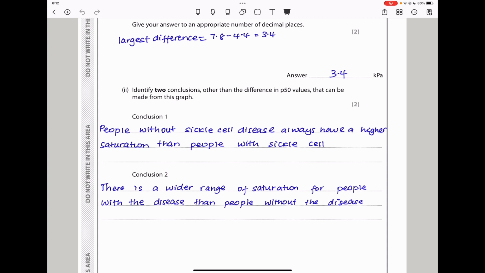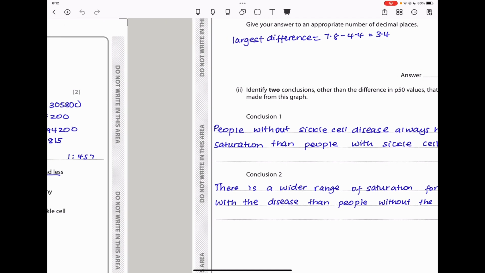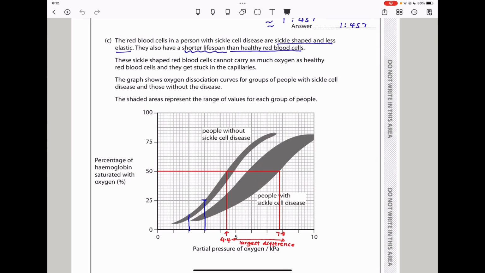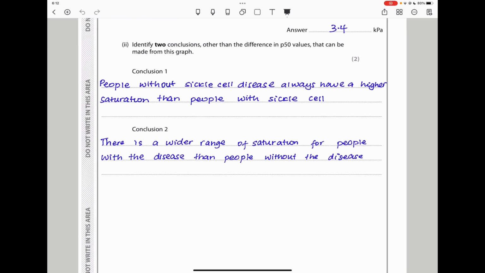The second conclusion is that there is a wider range of saturation for people with the disease than the people without the disease. And again, I can take you back here. These are the people with the disease, and you can see there is a greater range of saturation in comparison to people without the disease. So those are the two conclusions I had here.